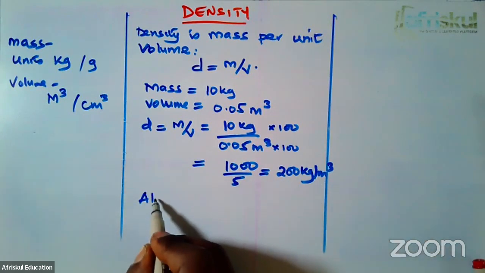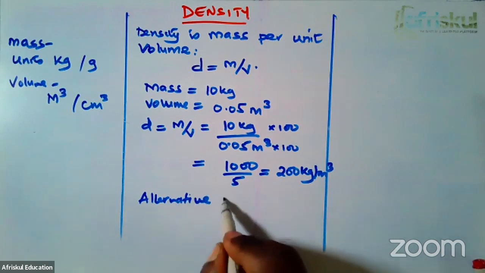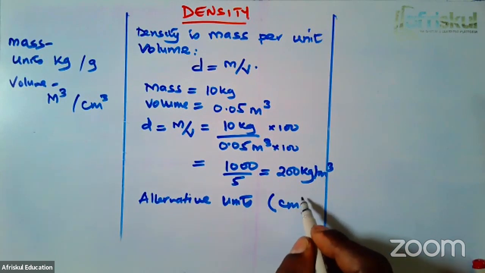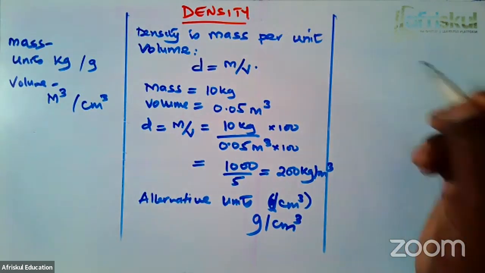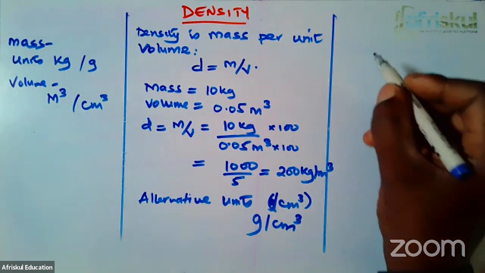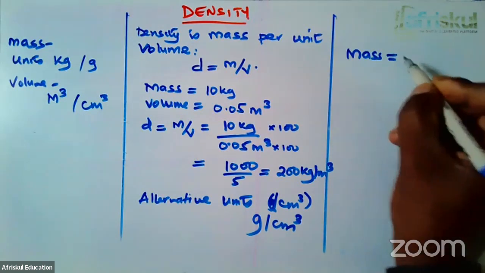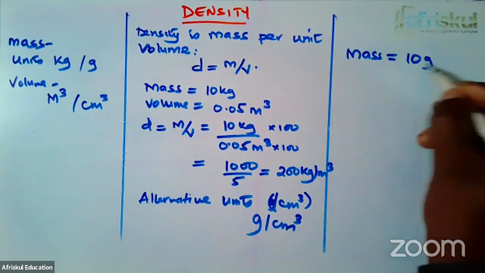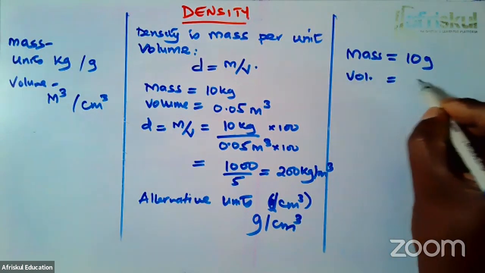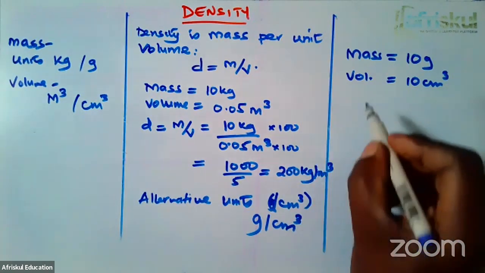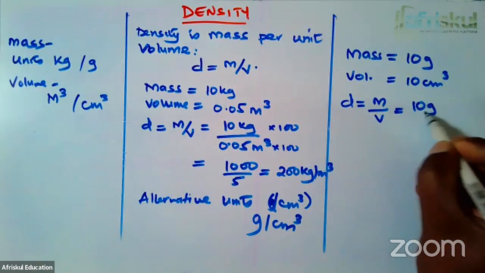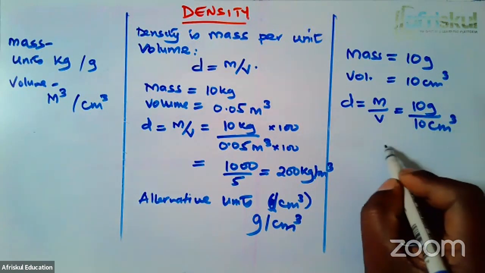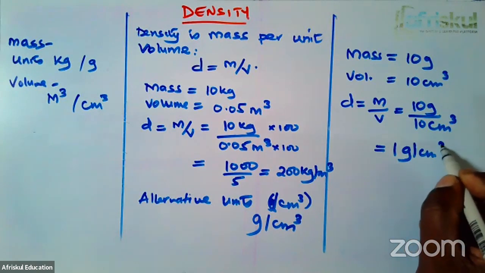But now we can also have alternative units, which is grams per cubic centimeter. You can, for instance, take now water. Water is a good example. If, say, the mass of water is, let's say, 10 grams, and the volume of water is also 10 cubic centimeters. So again, you find the density of water by dividing the mass over the volume. So that gives us 10 grams divided by 10 cubic centimeters. So that gives us 1 gram per cubic centimeter.